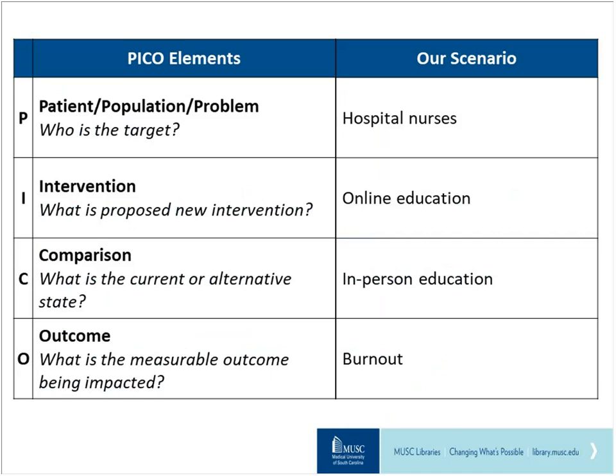Based on a literature search and further discussions with shared governance, we established these PICO elements. Our population is hospital nurses. Our intervention is online education. We are comparing that to in-person education, and the outcome we are measuring is burnout.